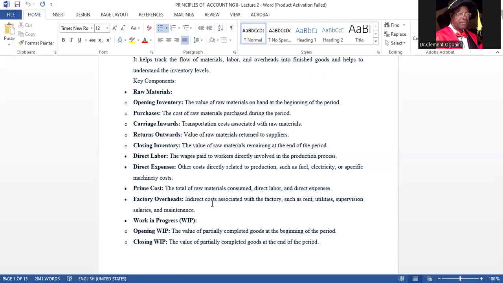Direct labor refers to the cost of labor that we can attribute to units produced. Like in Lagos State, if you employ a bricklayer to work for you, a bricklayer is expected to lay 100 blocks in a day. So if you are paying the bricklayer 5,000 naira, he is going to lay 100 blocks for that day.